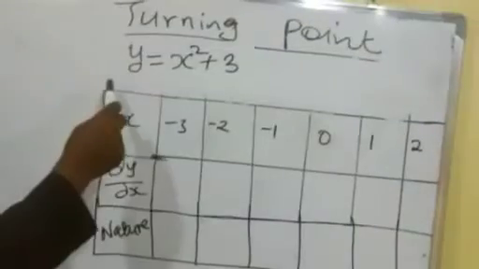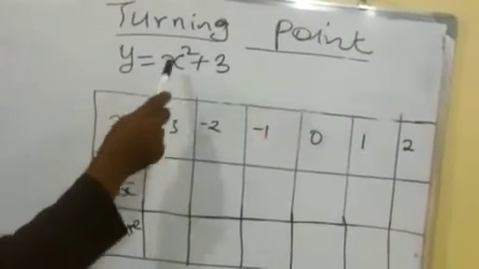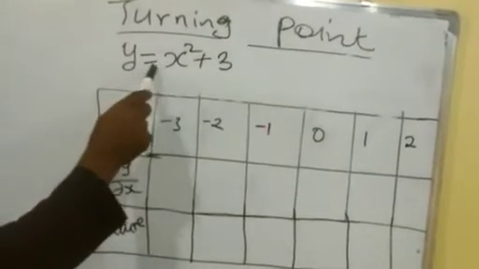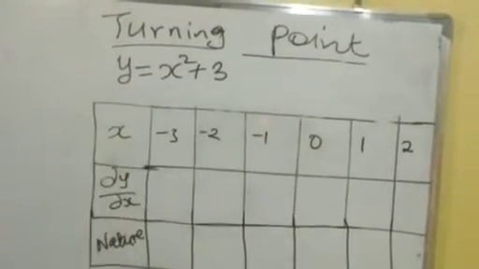And this time round, we are going to consider a subtopic, the turning point of a curve. And that equation is y equals x squared plus 3.